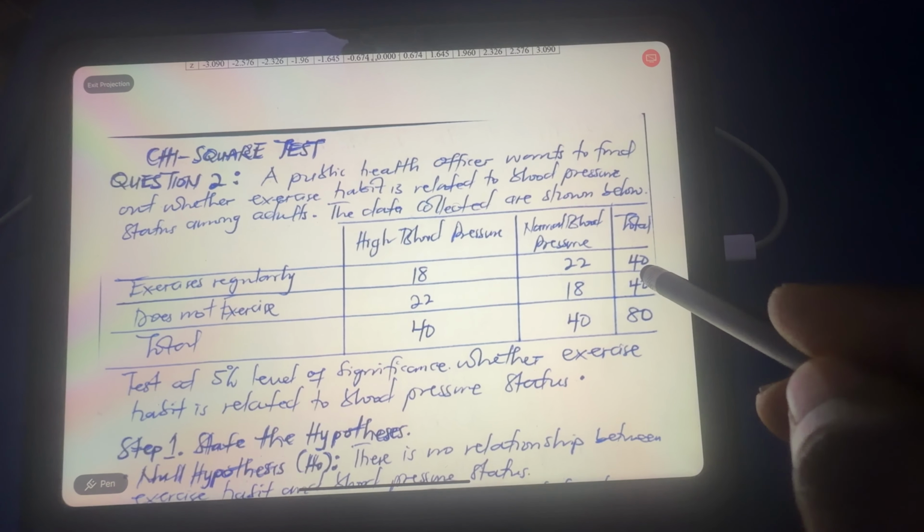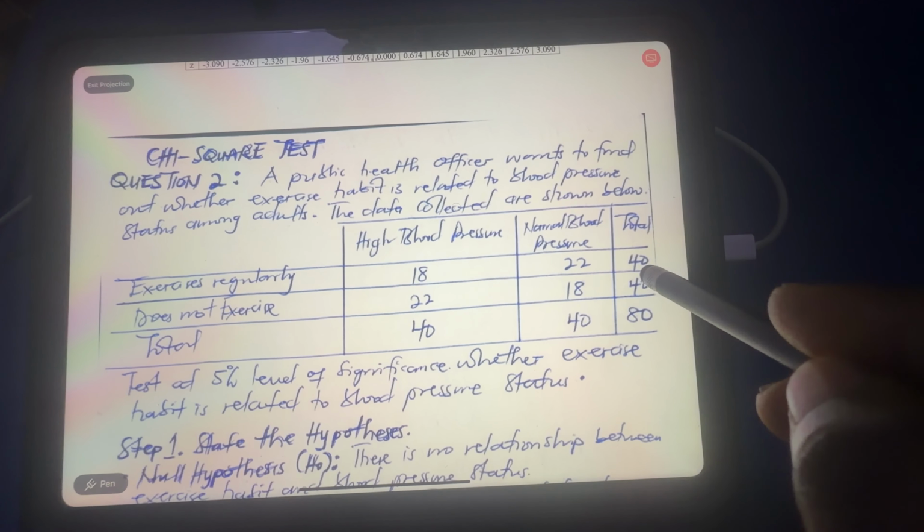And if you come over here, that is what has been done. 40 multiplied by 40 divided by what? 80. That is 20. Then you come back over here. We are coming to calculate the expected frequency for the 18. Check the row total, 40. Check the column total, 40. The formula says row total multiplied by the column total divided by the grand total, 80. So 40 multiplied by 40 divided by 80. That is what has been done over here, 20.